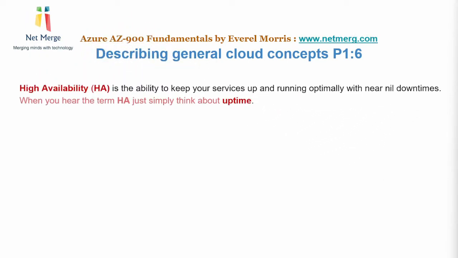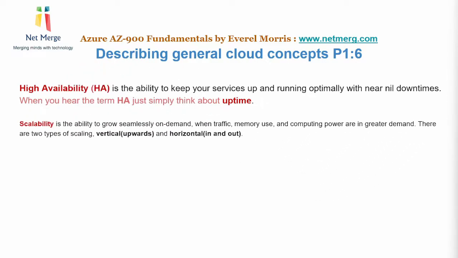Okay, let's take a look at some cloud concepts. The first thing we're going to be talking about is high availability. High availability is the ability to keep your service up and running optimally with near nil downtime. So when you hear the term high availability, just simply think about uptime. You have your service up 99.99% of the time over a given period of time. That is what high availability is about.